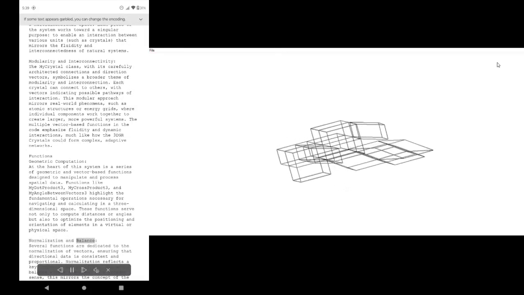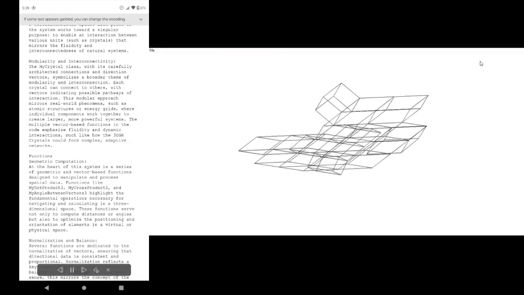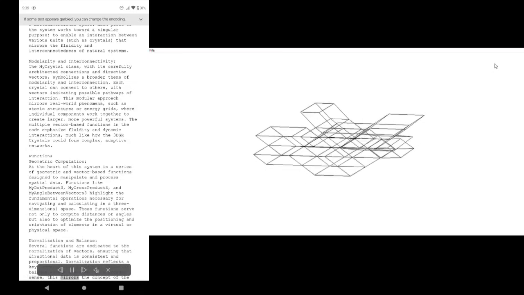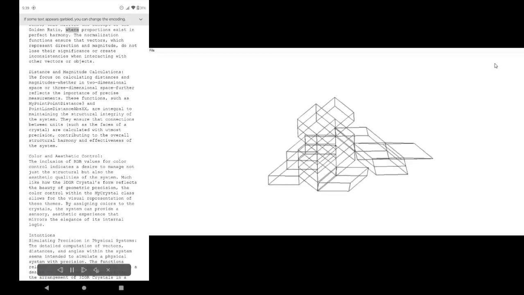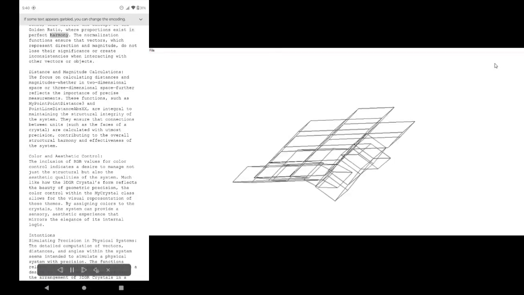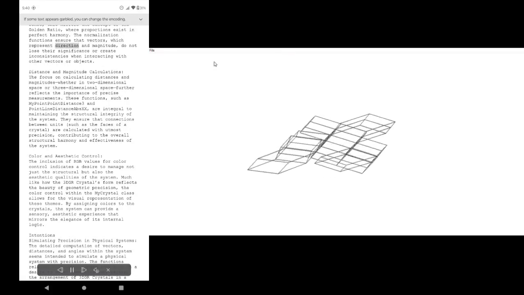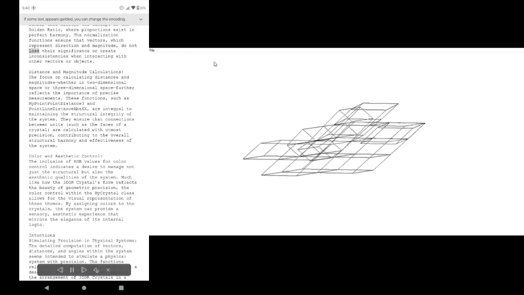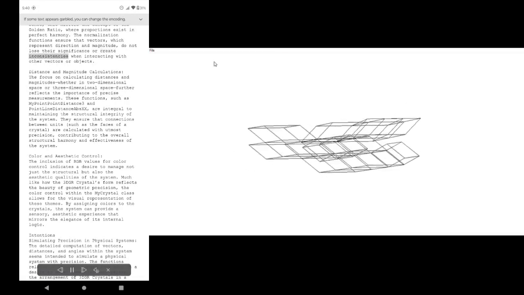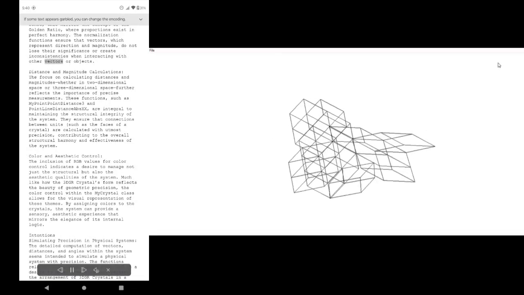Normalization and balance. Several functions are dedicated to the normalization of vectors, ensuring that directional data is consistent and proportional. Normalization reflects a key computational principle, achieving balance within a system. In a broader sense, this mirrors the concept of the golden ratio, where proportions exist in perfect harmony. The normalization functions ensure that vectors, which represent direction and magnitude, do not lose their significance or create inconsistencies when interacting with other vectors or objects.